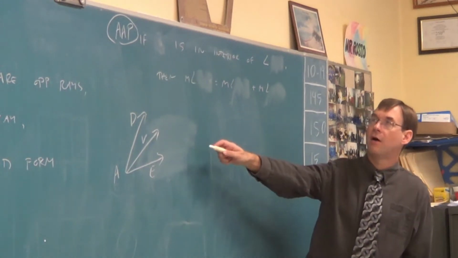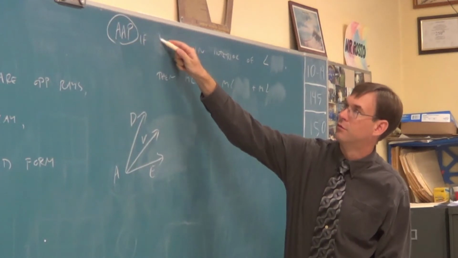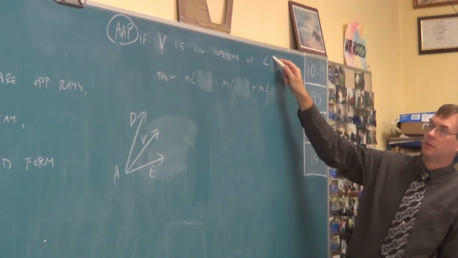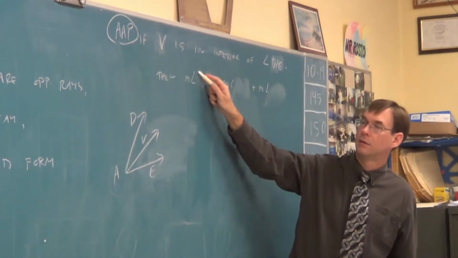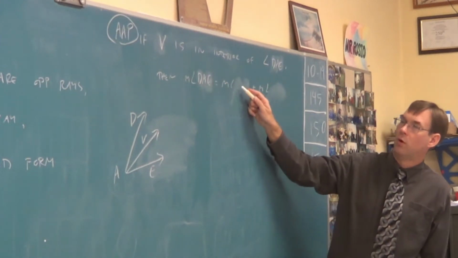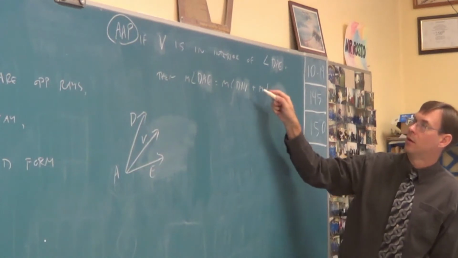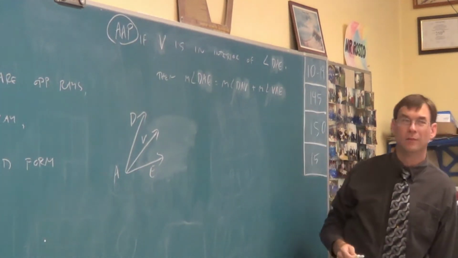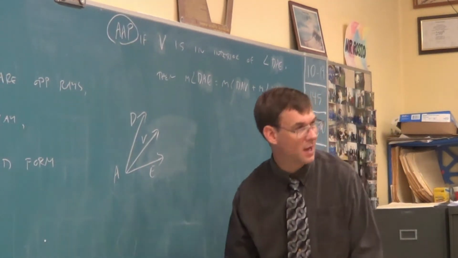So if I want to do that off of that picture, who's in the interior? V. Of the angle, who's the big one? DAE. Then angle DAE, the big one again, equals DAB, the top part, plus VAE, the bottom part. I'd memorize the picture and then make it up. I wouldn't try to memorize the letters.